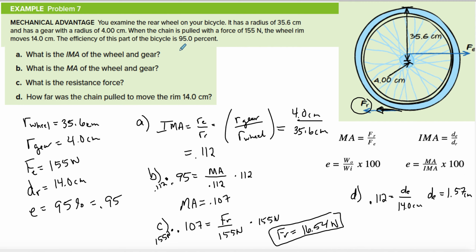So quite a bit of information going on in this problem. You have to kind of see how they're all connected, and it's much simpler if you have these sitting in front of you. But starting off with the ideal mechanical advantage, you have to understand what is your effort radius versus your resistance radius.